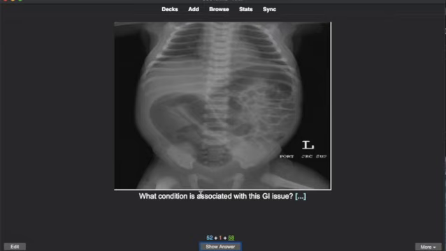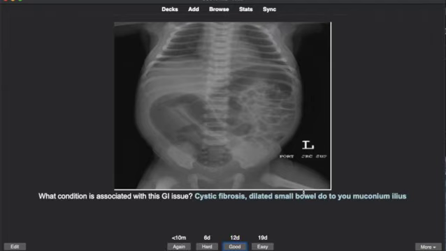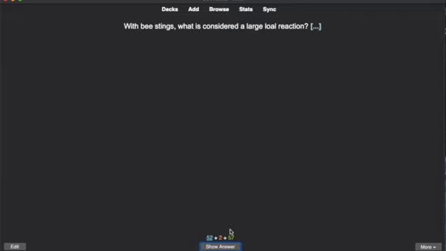Okay. What condition is associated with this GI issue? What's going on? I hate you, UWorld, when they just give you an image. You just have to know it. What is that? It's dilated bowel. Small bowel, large bowel, small bowel. Meckel's diverticulum. It's some kind of obstruction. Duodenal atresia. Let's say duodenal atresia. Cystic fibrosis, dilated small bowel due to, there we go. There's probably other causes of this, but for me, I needed to know this. So, bam.